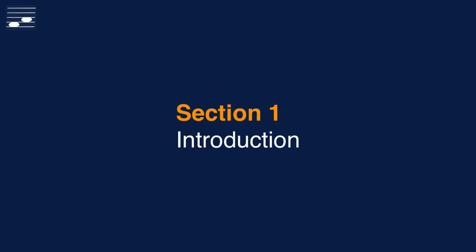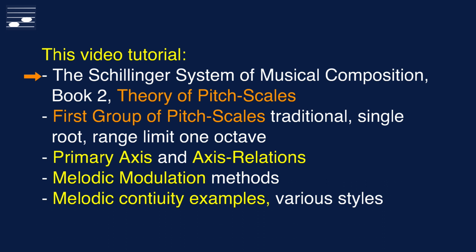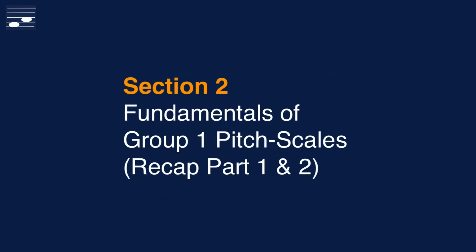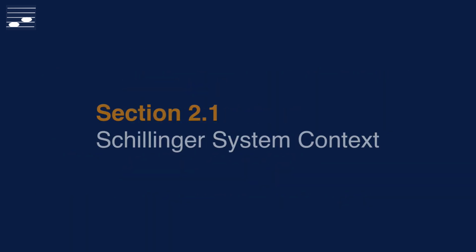This episode is part of a series on the theory of pitch scales from the Schillinger system of musical composition. We are looking at the first group of scales with a single root and a total range of up to 1 octave. This tutorial covers new aspects such as the primary axis of a melodic continuity, key axis relations, and techniques for melodic modulation. There will be more original examples. I'll summarize the essentials from part 1 and 2 in this series.